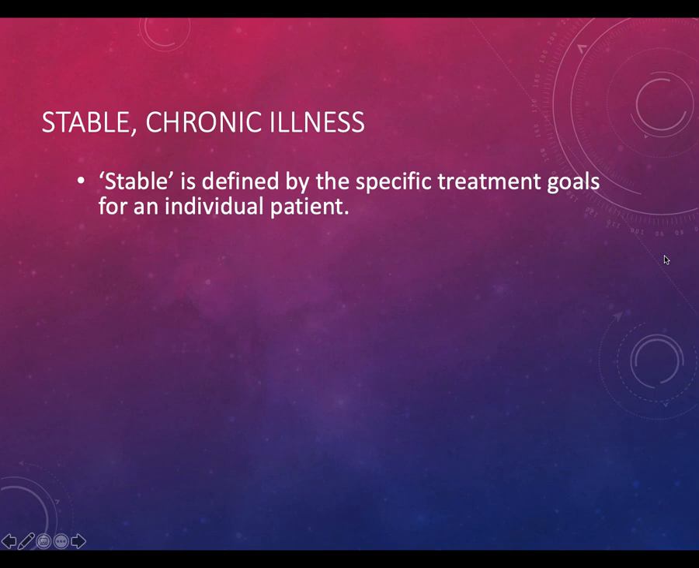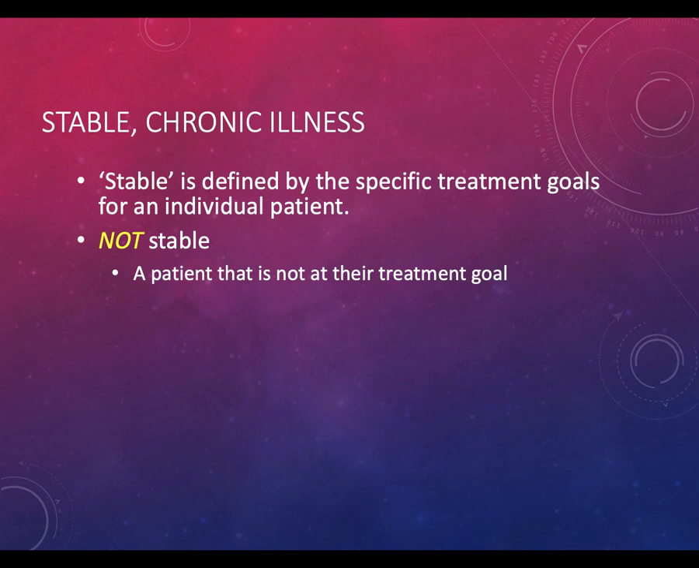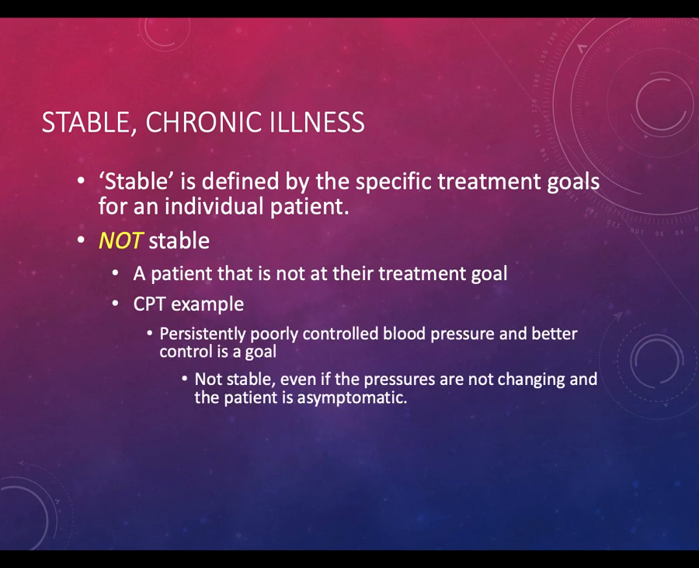Stable has to do with the particular patient and their treatment goal. Even if the condition has not changed recently and there is no short-term threat, a problem is not stable until the treatment goal is reached. A CPT example of not stable is a patient with poorly controlled blood pressure, but the blood pressure has not been changing and the patient is asymptomatic. An ACAP example of not stable is a patient with persistent mild depression.